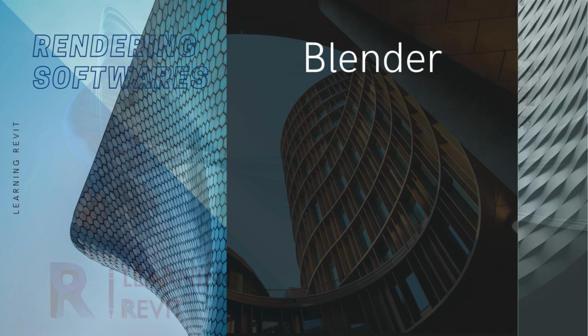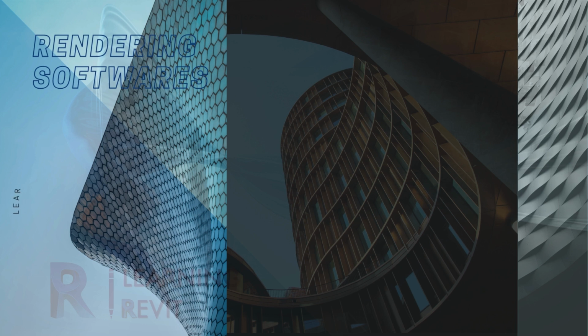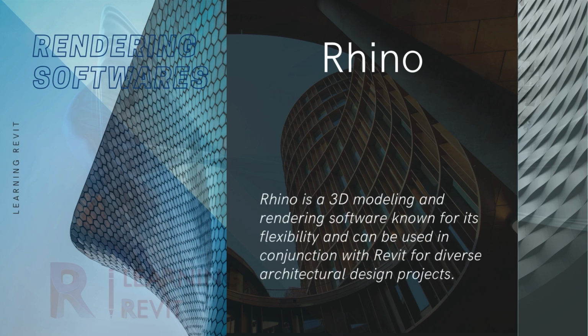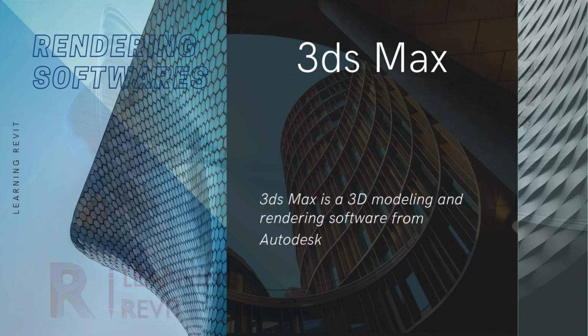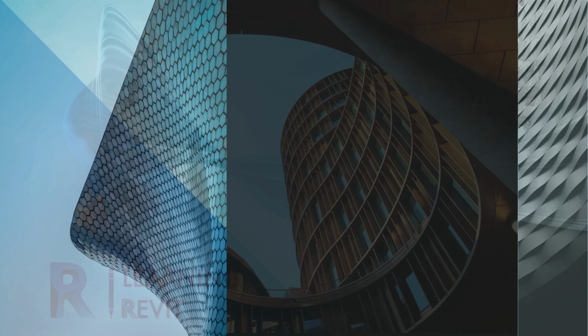Blender. Blender is a versatile open-source 3D modeling and rendering software that can complement Revit for creating advanced architectural visuals. Rhino. Rhino is a 3D modeling and rendering software known for its flexibility and can be used in conjunction with Revit for diverse architectural design projects. 3ds Max is a 3D modeling and rendering software from Autodesk that can seamlessly integrate with Revit for producing detailed visualizations.